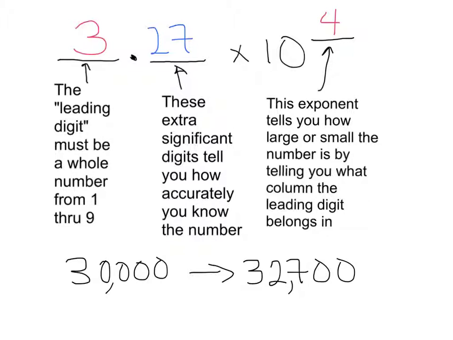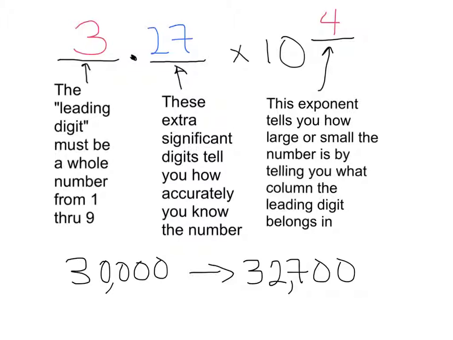So we now have the number 32,700. So the number 32,700 is written as 3.27 times 10 to the 4th, whereas the number 30,000 is written as just 3 times 10 to the 4th. So the leading digit tells you how many of the column you start in you have. So in other words, 3 10,000s, so the number 30,000.